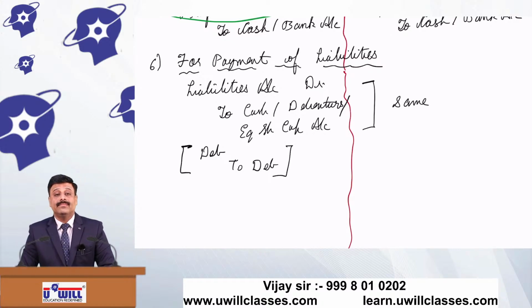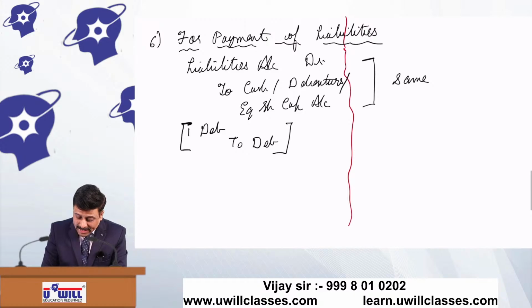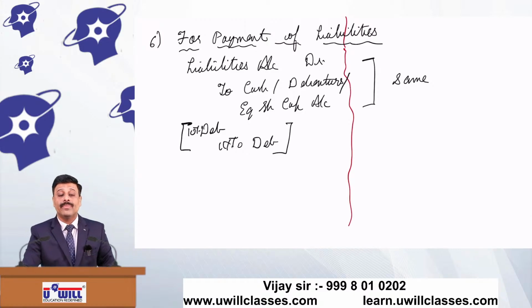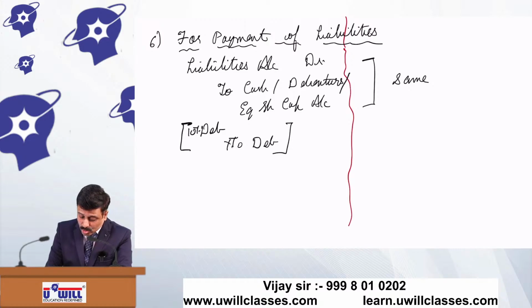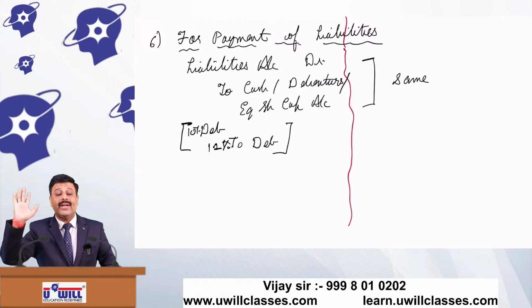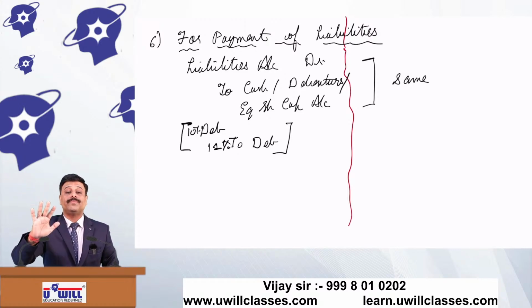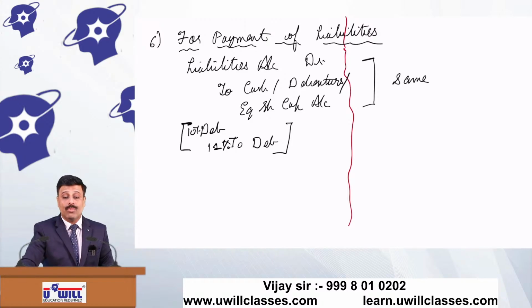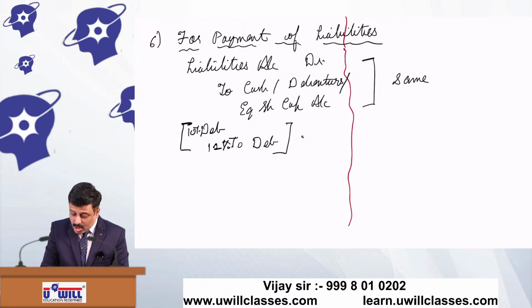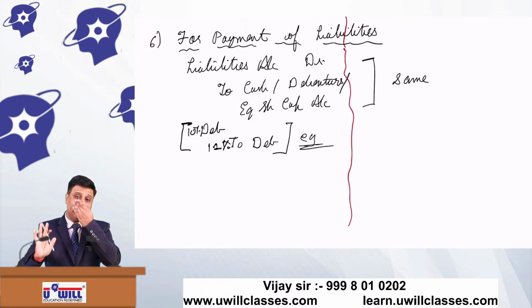Sounds funny, but debenture to debenture means maybe 10% debentures to 11% debentures. So it's not exactly the same ledger account. Or maybe 10% debentures to 12% debentures. So in that situation, old 10% debentures account will be closed and new 12% debentures account will be created in our books. Okay, so generally you'll find this entry in case of debentures.